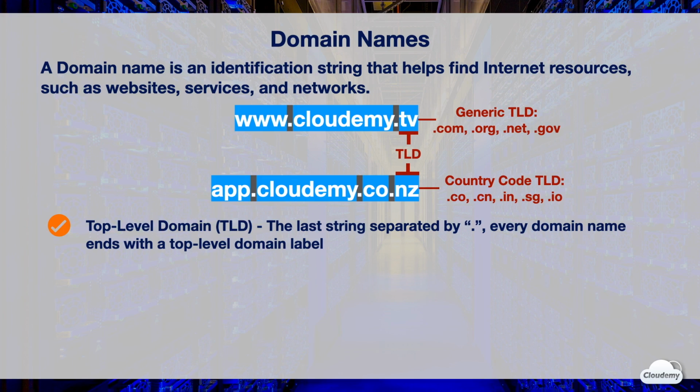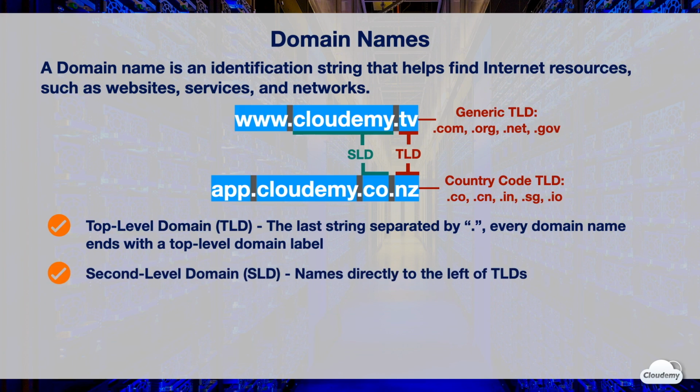Country code TLDs are also known as geographic TLDs. They are associated with countries or cities, such as .nz, .cn, .co and .us. Below the top-level domains in the domain name hierarchy, are the second-level domains or SLDs. SLDs are the names directly to the left of TLDs. For instance, .nz is the TLD of Cloudemy.co.nz domain, and .co is the SLD.